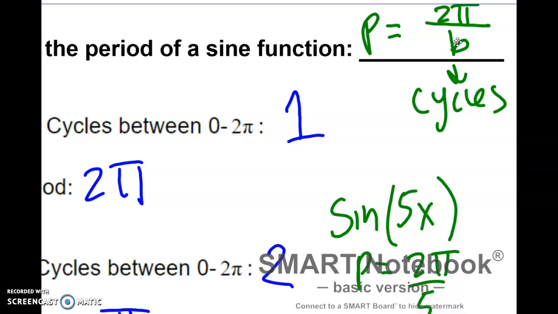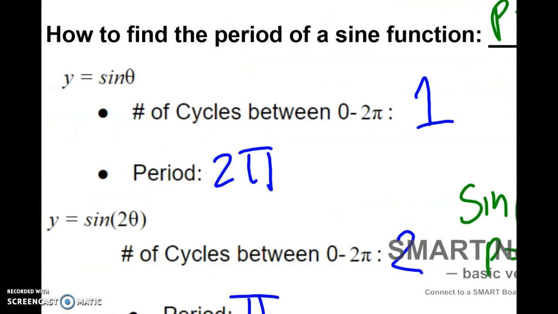So if b is 1, the period's just going to be 2 pi. If b is 2, then the period is going to be 1 pi, and so on. So that b represents the number of cycles. So you take 2 pi, divide it by the number of cycles, and that's how you find the period.